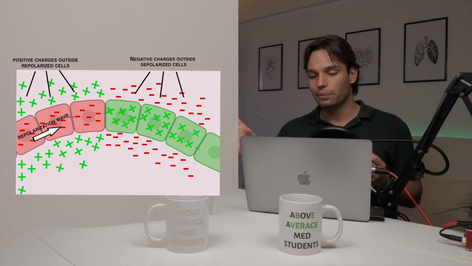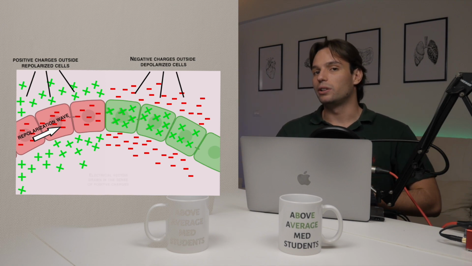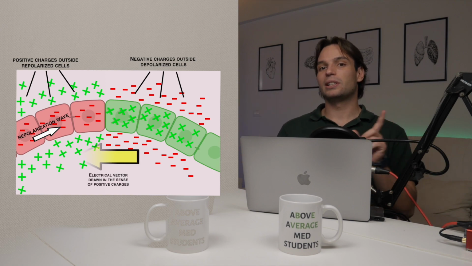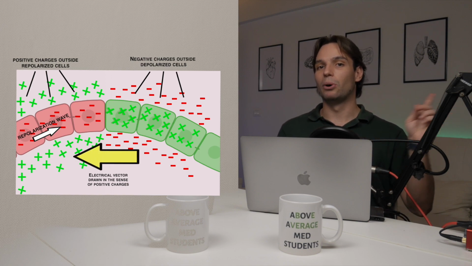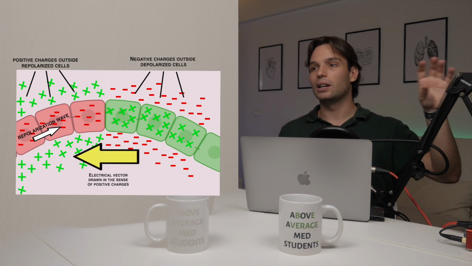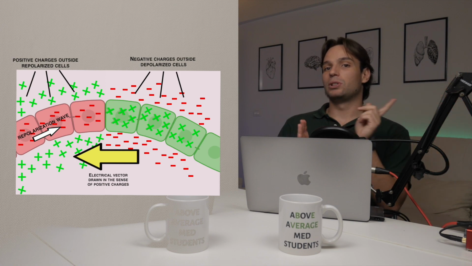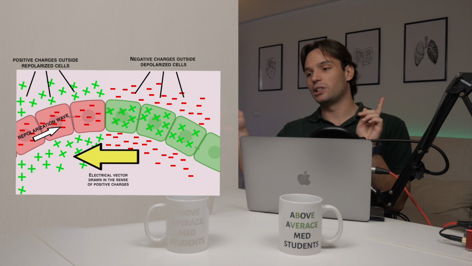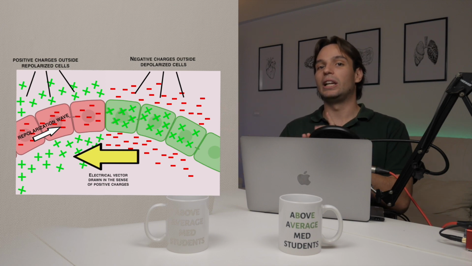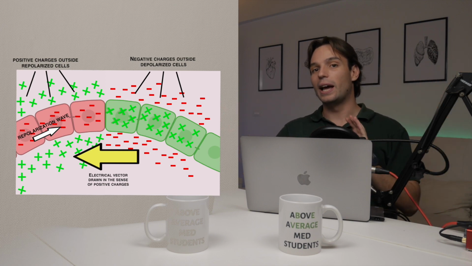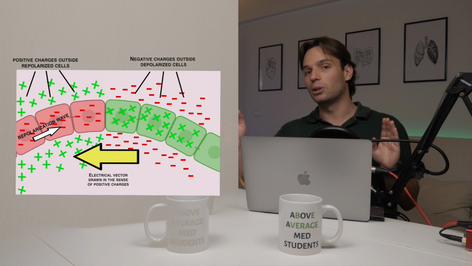outside their membrane. In this case, we will draw the electrical vector towards the cells that have already been repolarized, because they are presenting positive charges outside their membrane. So, in the opposite sense of the movement of the repolarization wave, which is instead leaving behind those cells and moving towards the depolarized cells. Let's make some practical examples.